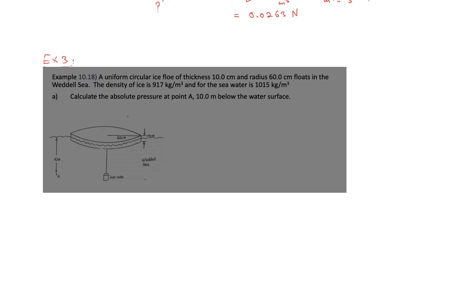We have a circular-shaped ice, like a disc shape, which has a thickness of 10 centimeter and a radius of 60 centimeter, so we can calculate its volume. It floats in sea, so it's basically a partially submerged case. The density of the ice is given, and the density of the seawater is actually not 1000, because seawater is more dense than fresh water.